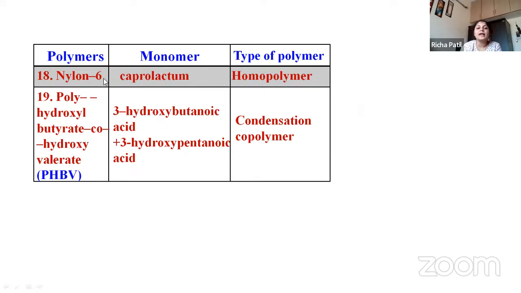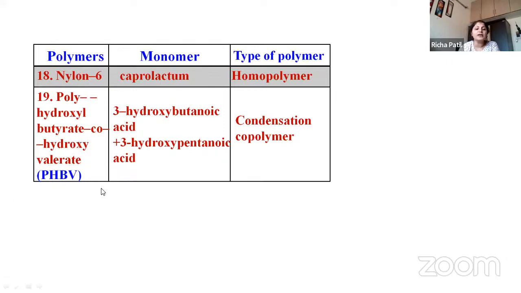So next is nylon 6. Nylon 6 is made up of caprolactam. What is the type of polymer? It is a homopolymer. Next is polyhydroxybutyrate-co-hydroxyvalerate. So this is PHBV, polyhydroxybutyrate-co-hydroxyvalerate.